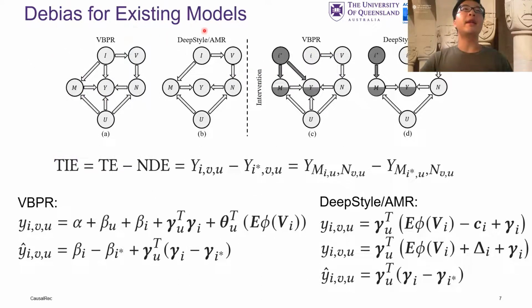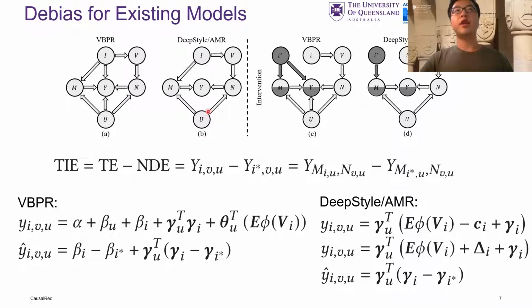So for existing models, we want to debias. So how do we debias? For example, in VBPR, you firstly do an intervention in its node I, and then assign different values to this left part and right part. So on the right part, we assign the original visual feature to the model, and then we want to do the subtraction between these two graphs. And in this method, we can subtract the direct visual feature from the original prediction. So this is how we do the visual debias in VBPR.